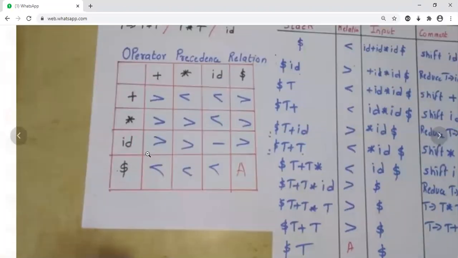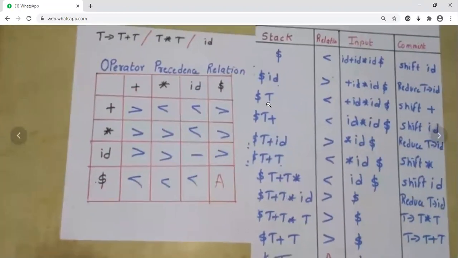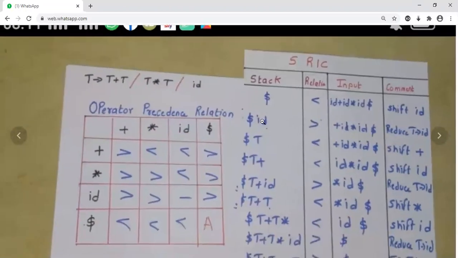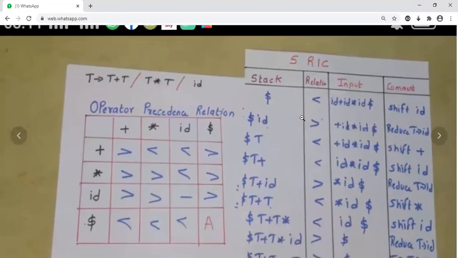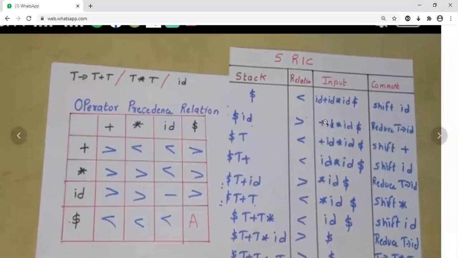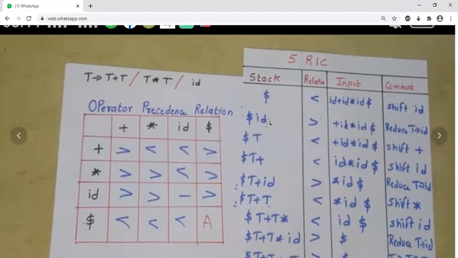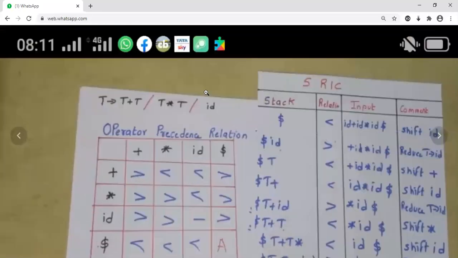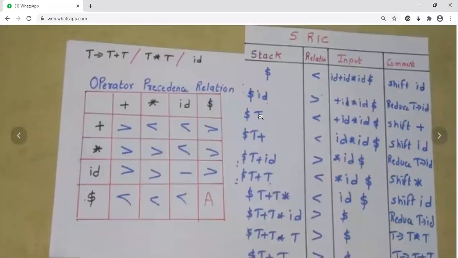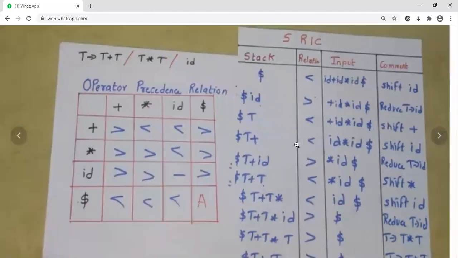From the table we may just select this. So because of higher precedence, we shift ID to the top of the stack, and then the next symbol is plus. So ID having higher precedence than plus, we simply reduce this capital T with this ID because of the existing production. So T will be put over here, and then the next symbol is plus.